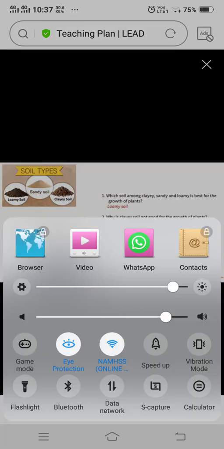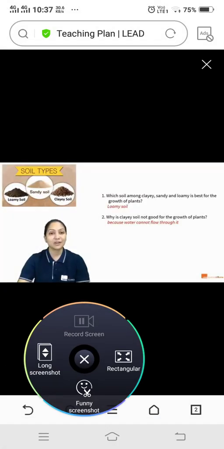Now tell me, why is clay soil not good for the growth of plants? And the answer is because water cannot flow through. So the particles in a clay soil are very tightly packed and it holds water for a long time. Water cannot flow through it and there's very little air in the soil. That is why it is not good for the growth of plants.